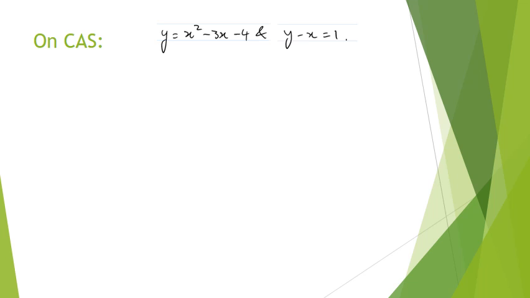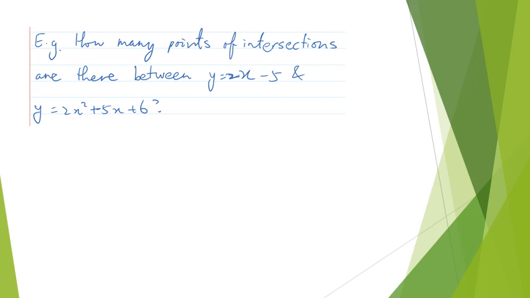Yeah? Oh, quickly. Okay, how many points of intersections are there between y equals 2x minus 5 and y equals 2x squared plus 5x plus 6? As I said before, we need to use what? To check whether or not there are any intersects. Same with the quadratic graph, what do we need to check? What's this again? Discriminant.